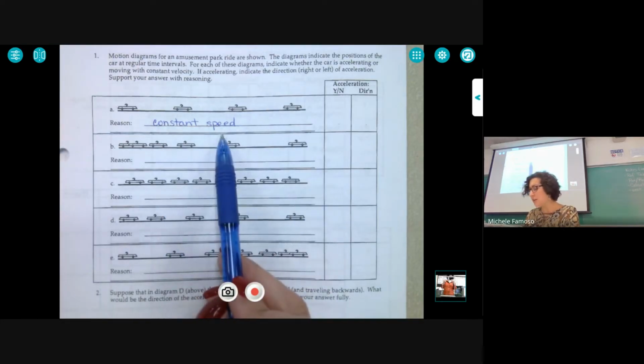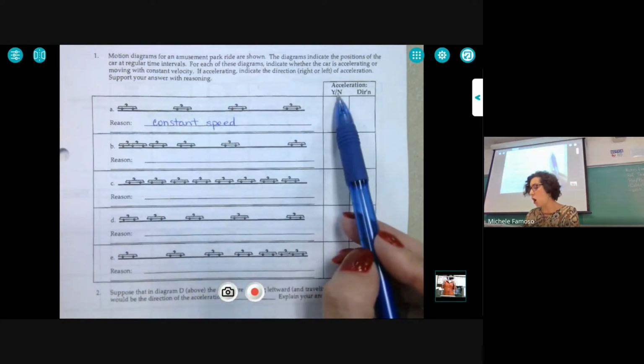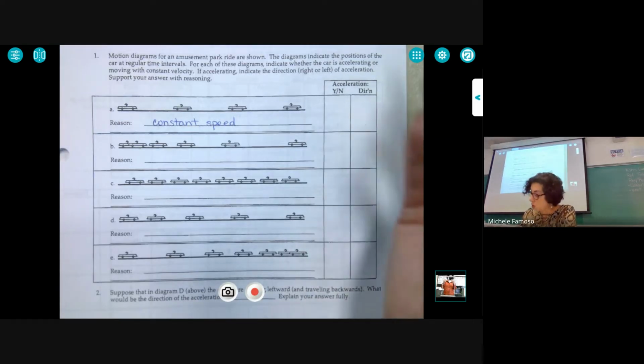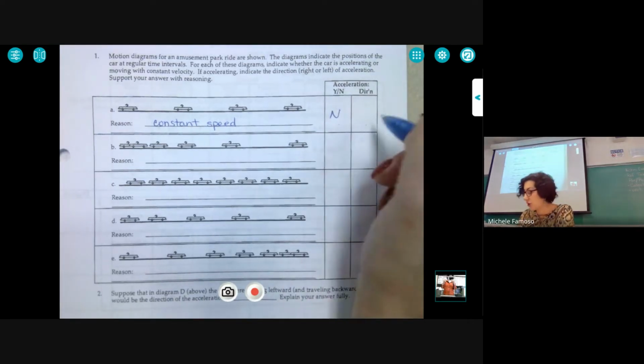If you have a constant speed as you move to the right, are you accelerating? Yes or no? No. So is there a direction? Nope.